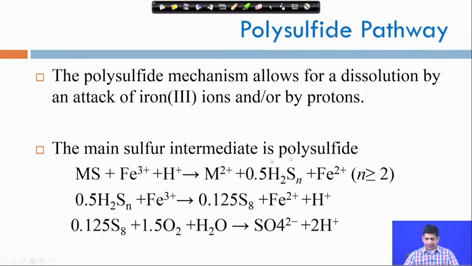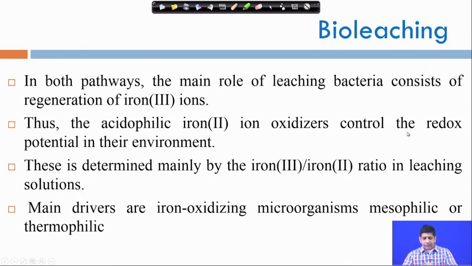So, polysulfide is again the other way of doing it, do not worry too much about the mechanism. So, there are different ways of doing that. So, a polysulfide mechanism allows for a dissolution of iron 3 by proton. So, in both leaching bacteria consist of regeneration of iron 3 ion. So, bacteria is making use of iron 3 ions, the iron reducing bacteria is working here.